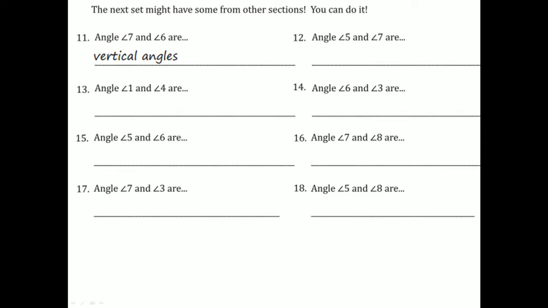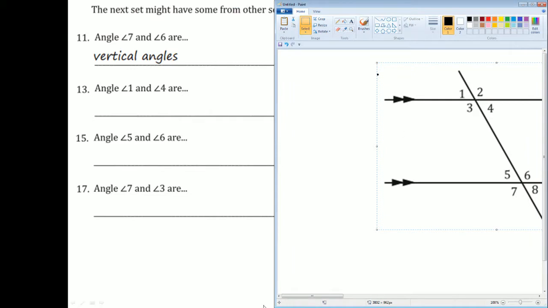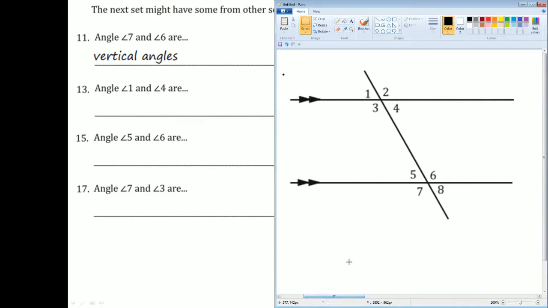Vertical angles is when they are across from each other. Okay. Let's see here. 7 and 6. Are they across from each other? 7's right here, 6 is right there, 7's right here, 6 is right here. Yep, they are vertical angles.